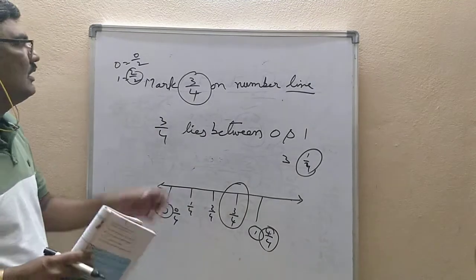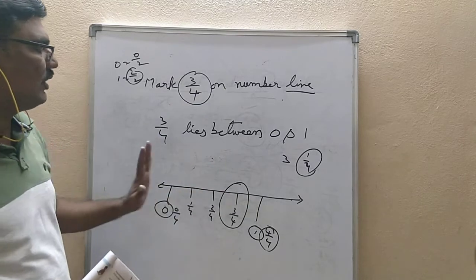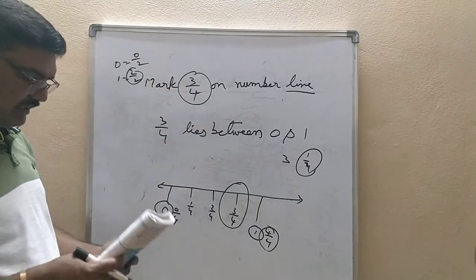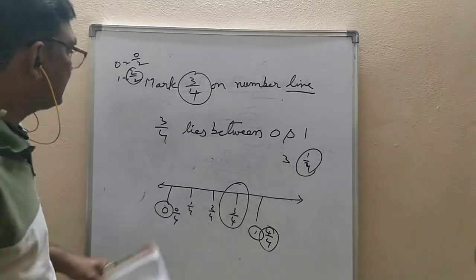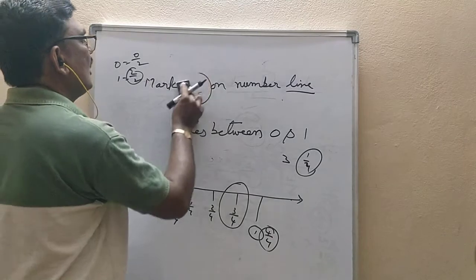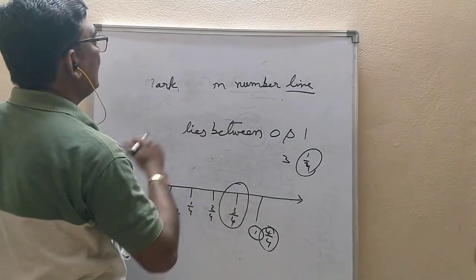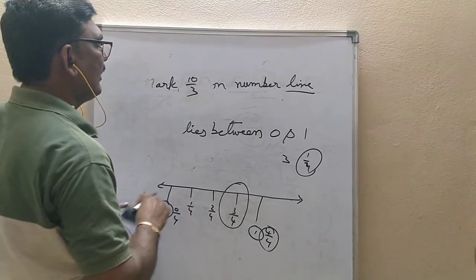The thing is, what fraction is it? If it is proper, it lies between 0 and 1 only. If it is improper, convert it to mixed, then the number will come. So one improper fraction I will do, that is 10/3. How to mark 10/3 on the number line?